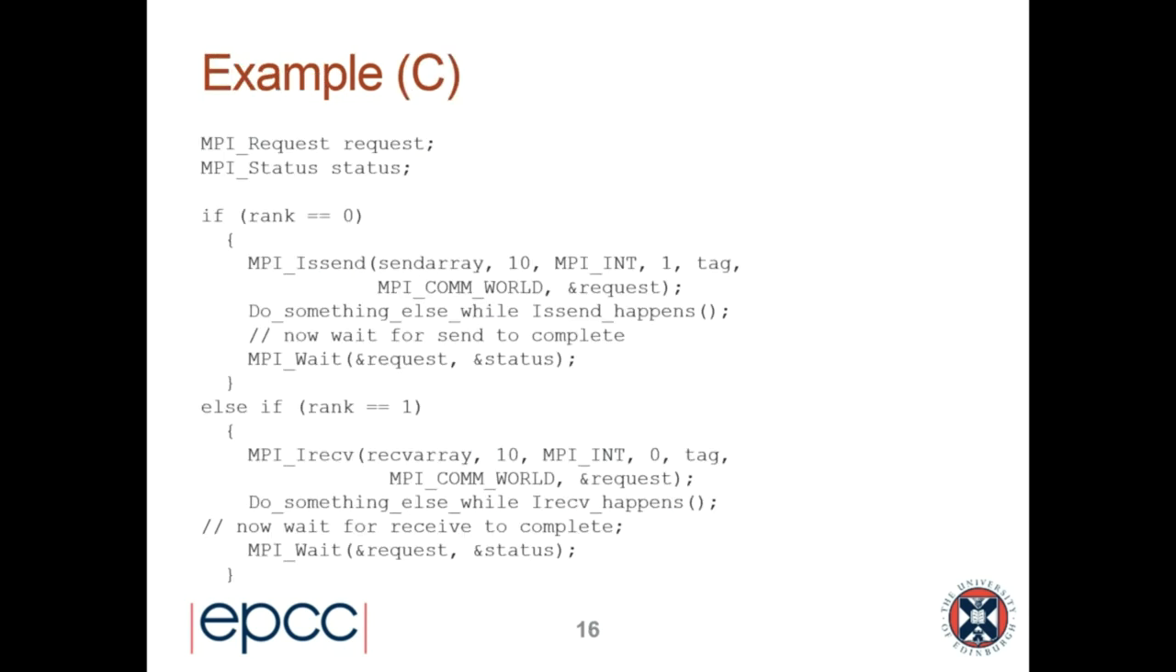So here's an example in C. It's slightly contrived, but just to show you the syntax. We've got an MPI request and an MPI status. If rank equals 0, I'm going to send this data to rank 1. So I'm going to send the array, which is 10 ints, to rank 1. Now, I could just do it synchronously here, but I'm purely using this piece of code to illustrate the syntax. I'm doing it non-blocking just to show you how the syntax works.